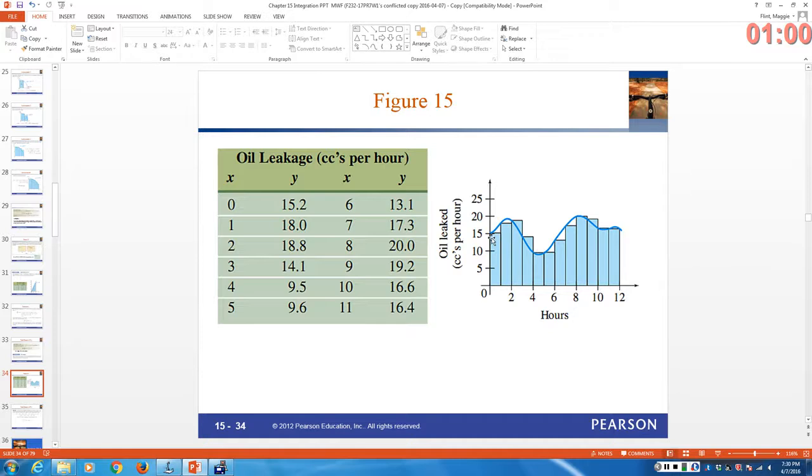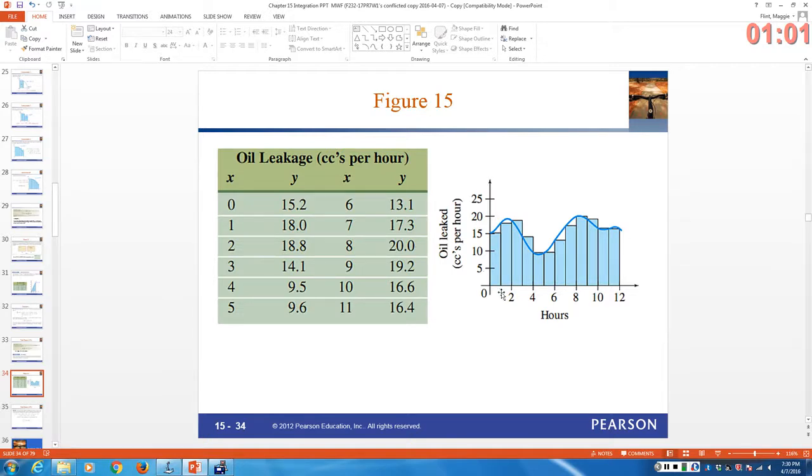So the leakage is actually increasing for the first 2 hours of the shift and starts to decrease, and it decreases until somewhere around 5 hours of the shift. Between 4 and 5 hours it bottoms out, and then it starts increasing again until it gets to 8 hours, and then it starts to decrease again until it gets to about 10 or 11 hours, and then it increases and then it decreases again.